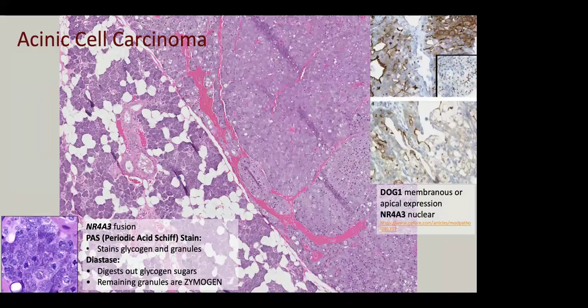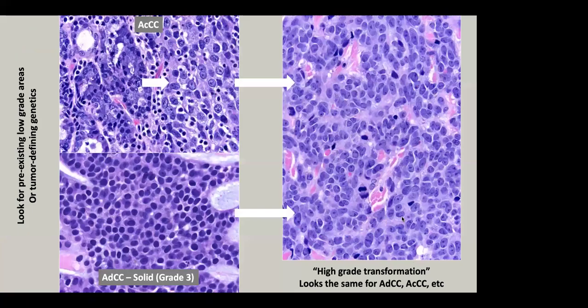Acinic cell carcinoma is exactly as it suggests, sheets of serous acinar cells that stain positively for PAS and are resistant to diastase. These are the zymogen granules, right, or the predigestive enzymes of the salivary units. They also stain for DOG1 in the apical surface or membranes, and NR4A3 picks up those that have the NR4A3 fusions.